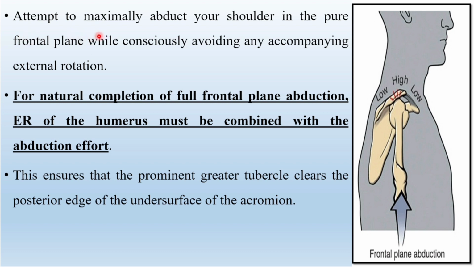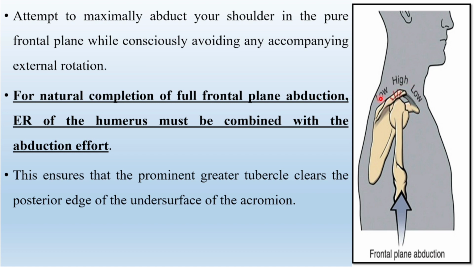Attempt to maximally abduct your shoulder in the pure frontal plane while consciously avoiding any accompanying external rotation. So if you try to avoid external rotation consciously while doing your shoulder abduction, what happens? The difficulty or inability to complete the extremes of these motions results in part of the greater tubercle of the humerus compressing the contents of your subacromial space against a low point on the coracoacromial arch.